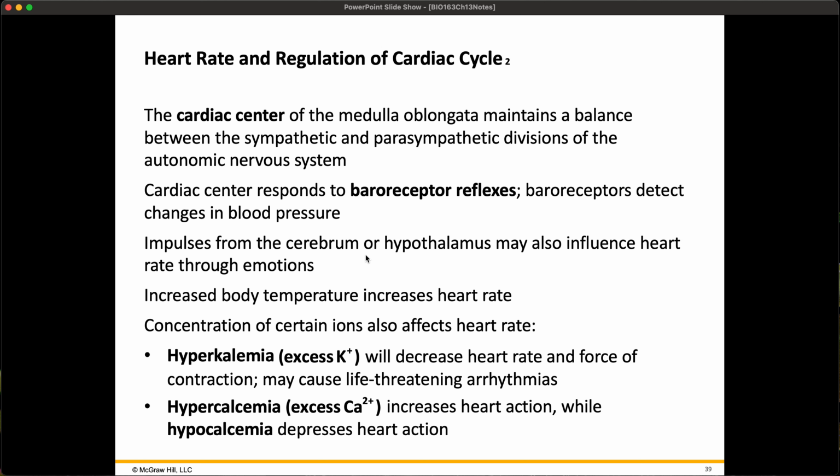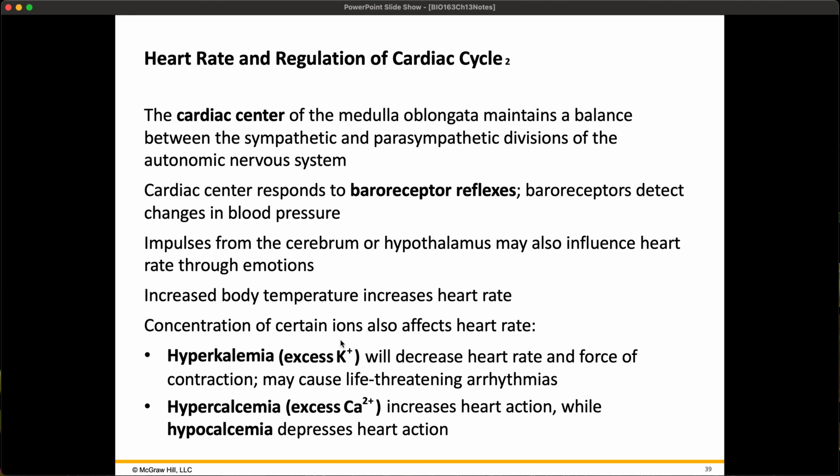Impulses from the cerebrum or hypothalamus can also influence it. So emotions, if you are very scared or you're anxious about something, that can increase your heart rate. Changes shifting from the hypothalamus, thyroid hormone, any other types of growth hormone, regulatory hormones can start to shift your heart rate. Thinking like epinephrine release, all that kind of stuff. Increased body temperature increases heart rate as well.